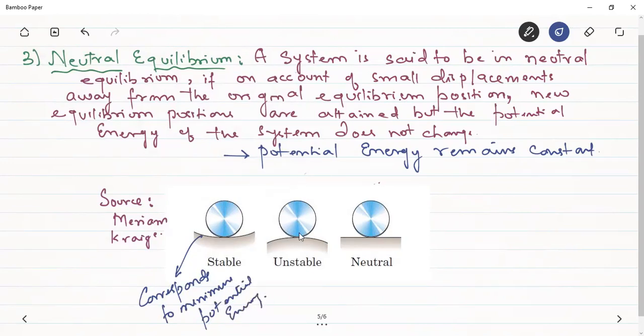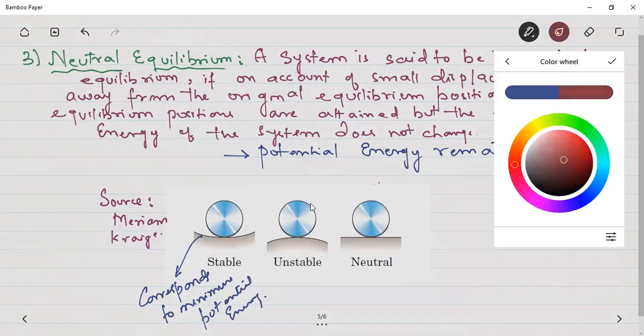And again, it can be clearly seen that if we give the displacement to the roller either in the right or left direction, this roller will never come back to its original state, because this position corresponds to maximum potential energy.